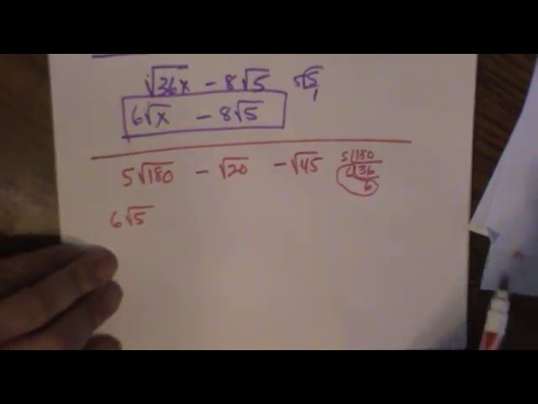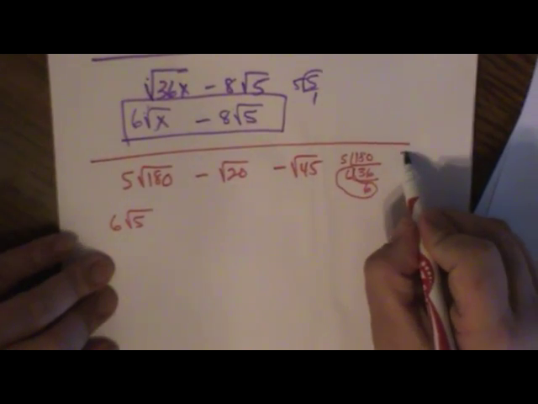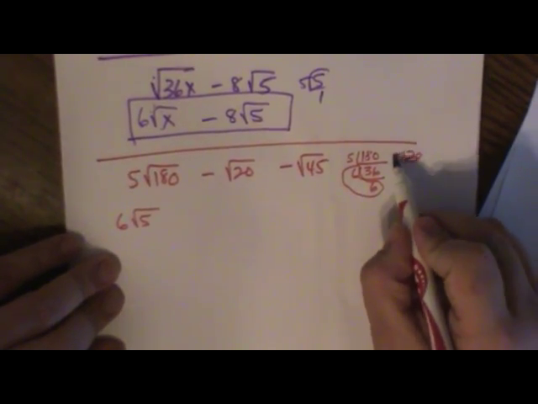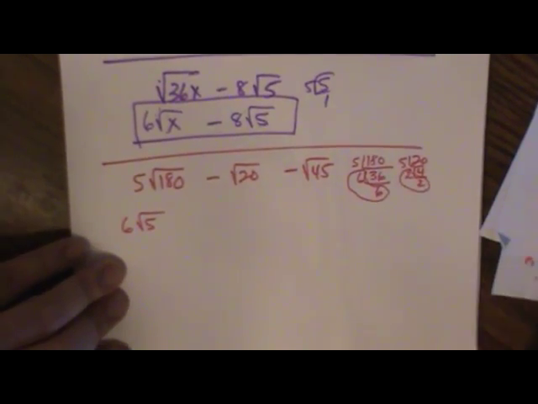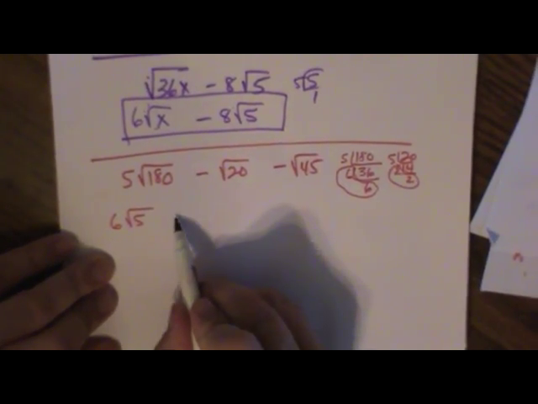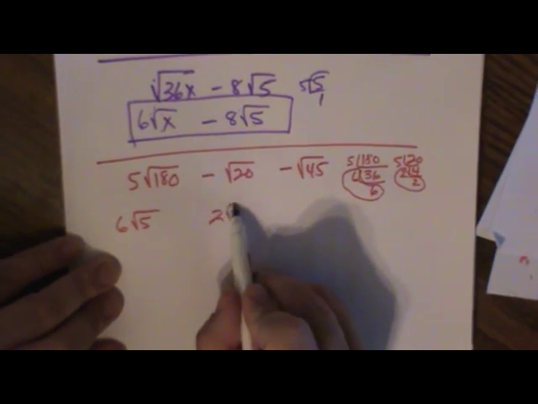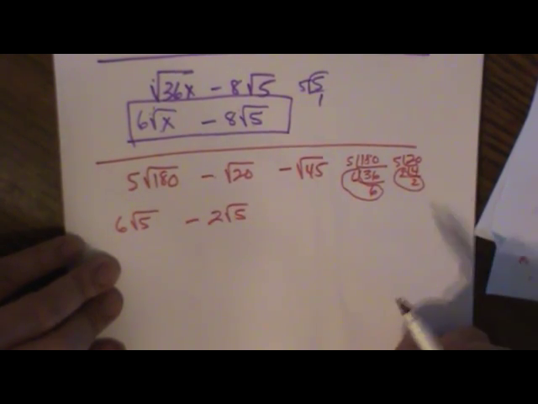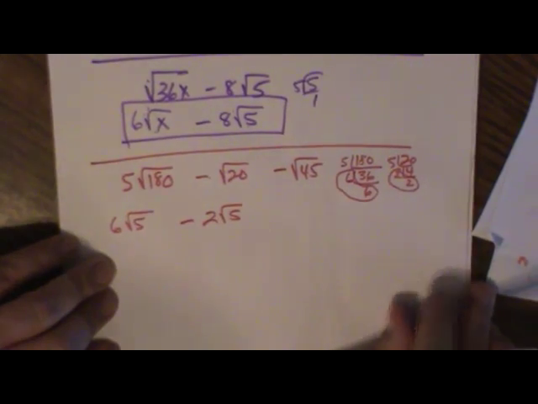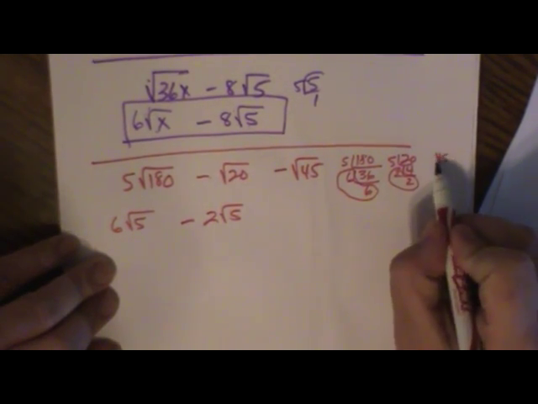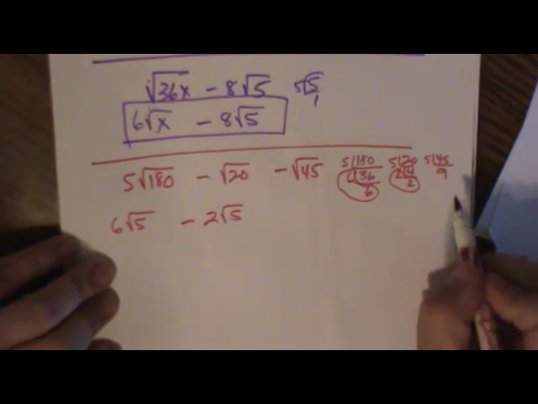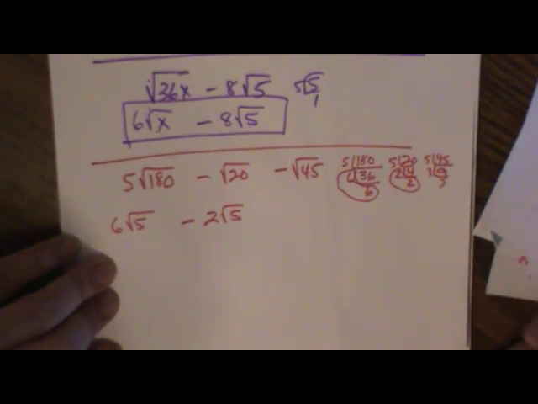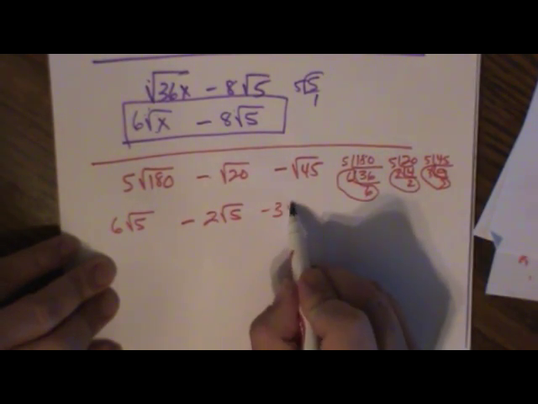Now let's do 20. We know that 5 goes into that 4 times, and then 2 times 2. So 2 comes out because we have a pair of 2's. So square root of 5, and we're subtracting that one. Then we have 45. 5 comes out of that, and it is 9. 3 times 3 is 9, so we have a pair of 3's. So subtract 3 square root of 5.